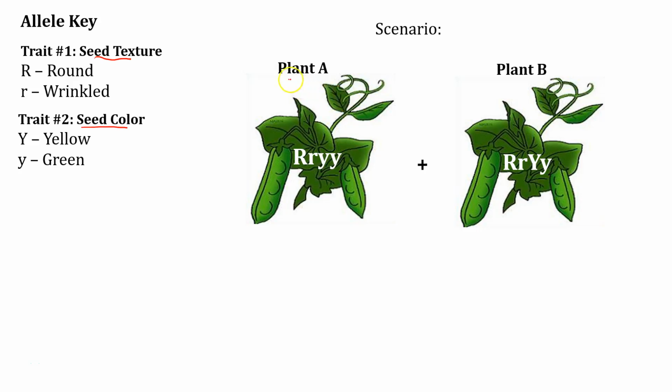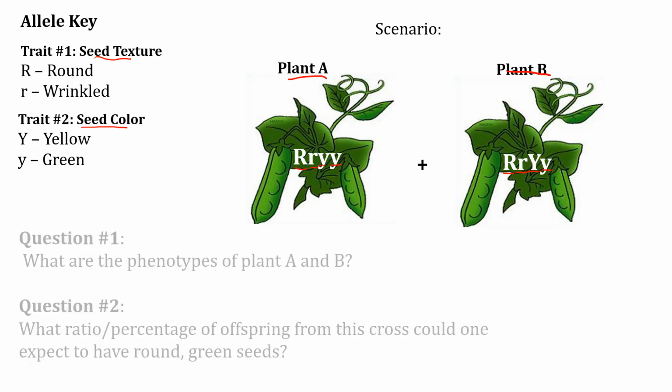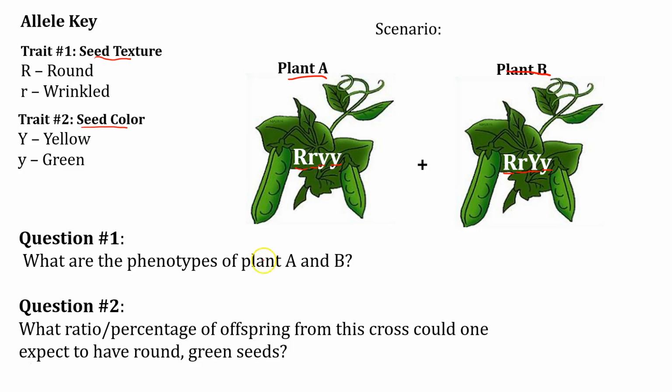So consider this. We have 2 plants, plant A and plant B. Plant A is heterozygous for the one trait and homozygous recessive for the other trait. Plant B is heterozygous for the one trait and heterozygous for the second trait. Well, if you were to cross these together, I have a couple of questions. First, what are the phenotypes of plant A and B? And then second, what ratio or percentage of the offspring from this cross could one expect to have round green seeds? Go ahead and pause the video and work through this pretty long question, and then see if you're right. I'll tell you what the answer here is in just a minute.